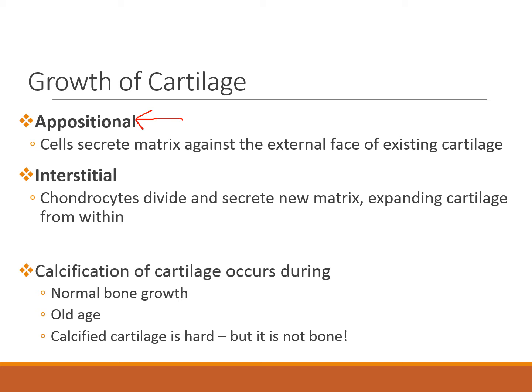The second type is called interstitial growth. In interstitial growth, chondrocytes that are within the cartilage begin to divide and secrete matrix. This expands the cartilage from within.